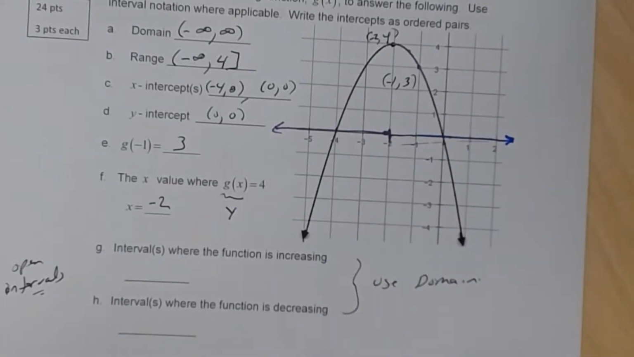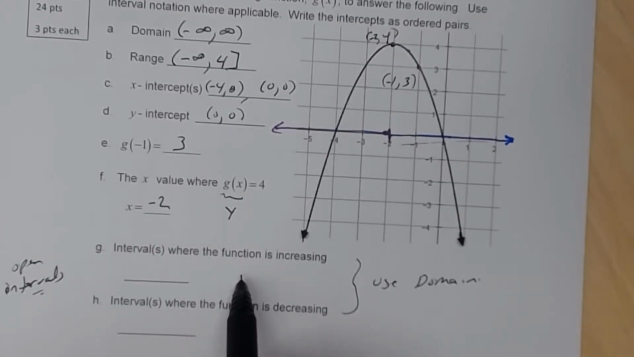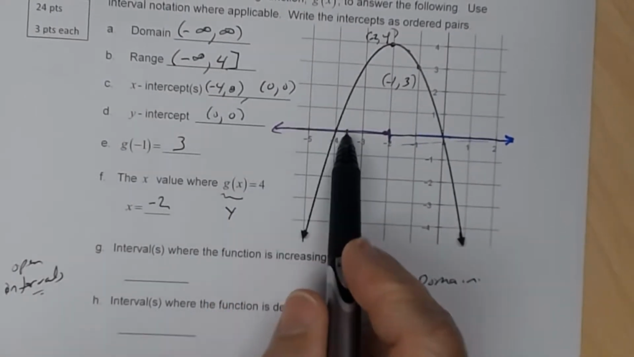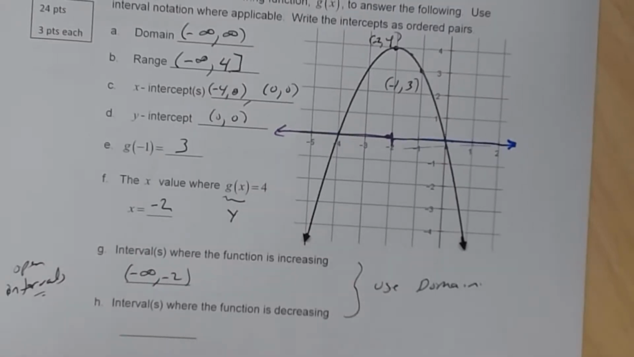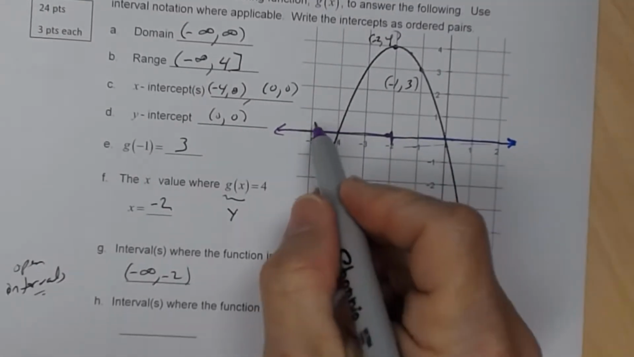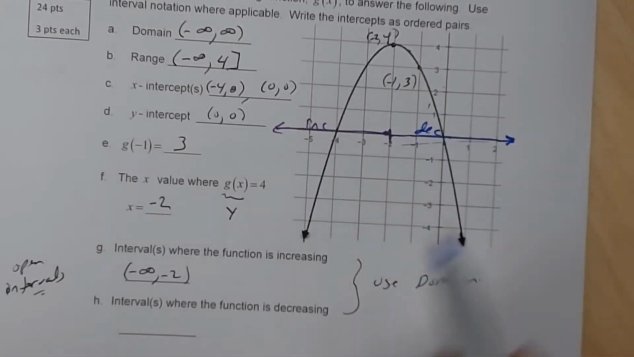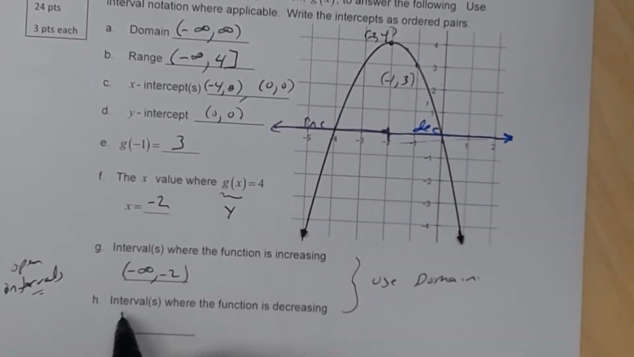All right, so the intervals where my function is increasing, there's only one, and it's increasing from negative infinity to negative 2. So that's where the function is increasing, and then over here your function is decreasing. And so it's decreasing from negative 2 to infinity.